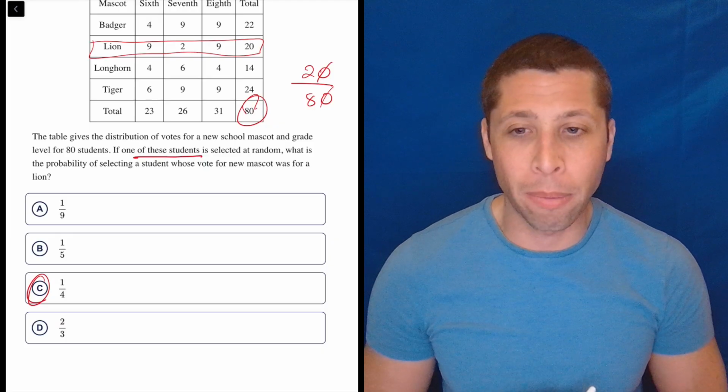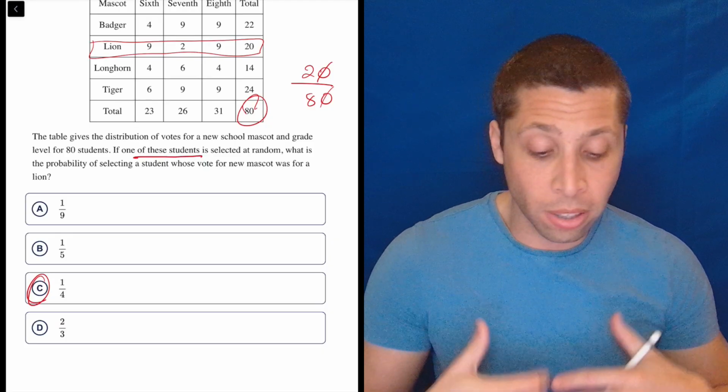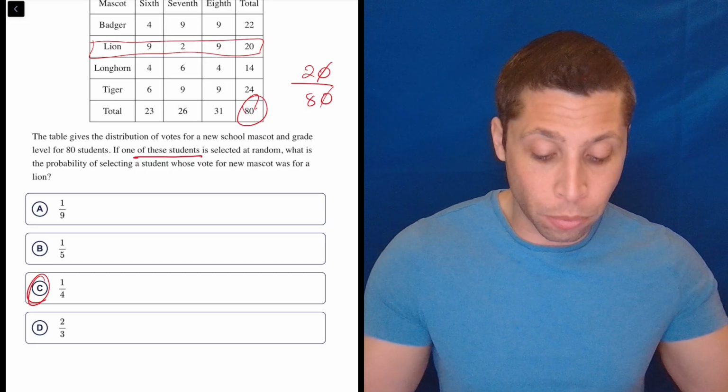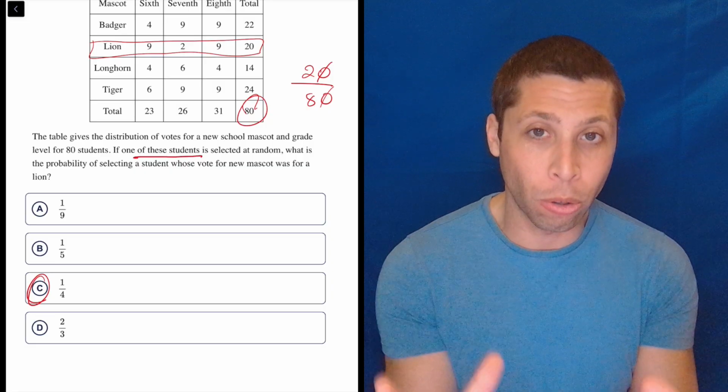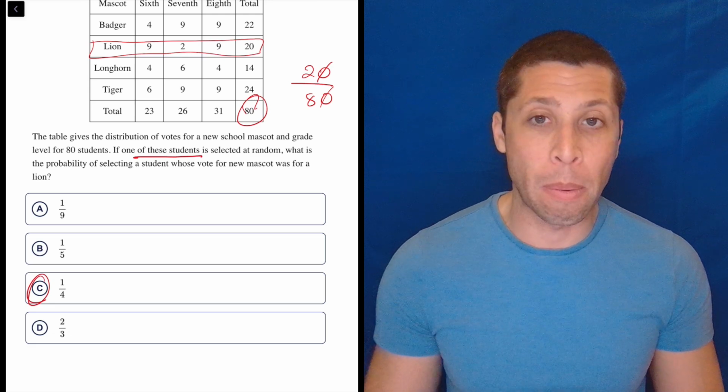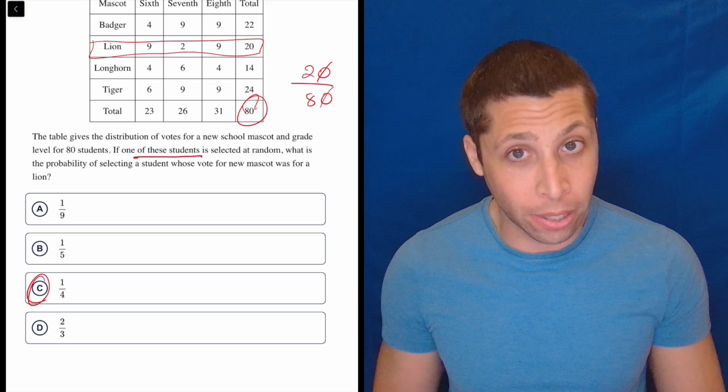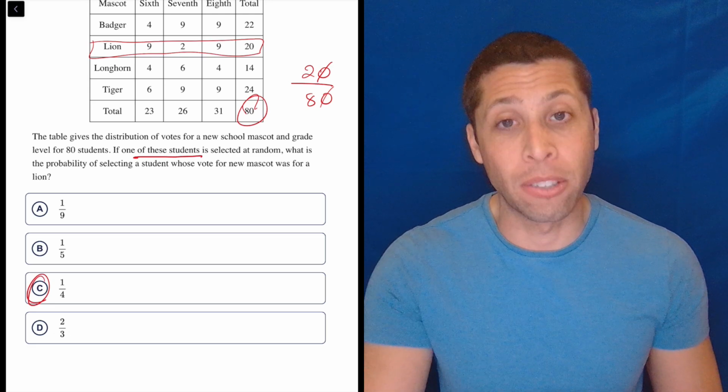They're going to mess with the bottom. They're going to tell you to focus just on 7th graders or just on people who voted for the tiger, right? So they're going to restrict it in some way, even though they're giving you the whole chart. So that's why whenever there's probability, make sure you read it carefully, because that's all this is about, is following instructions.